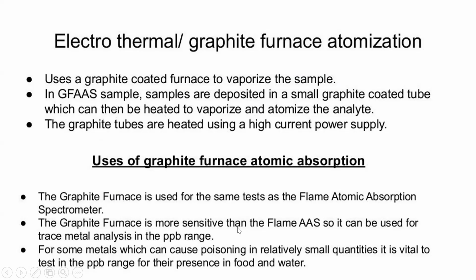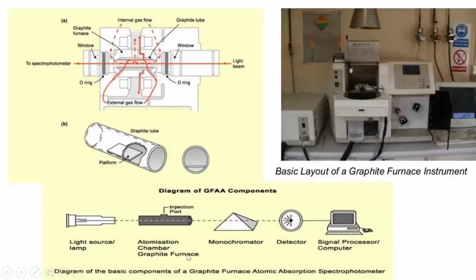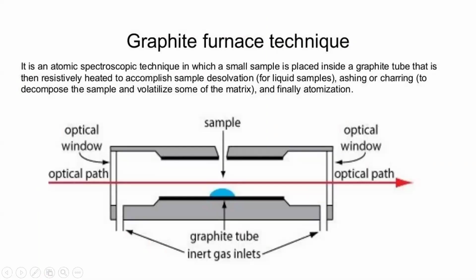It is more sensitive than the flame atomizer. It can be used for trace metal analysis in parts per billion range. Graphite furnace. This is the diagram of the atomic absorption spectrophotometer, in which atomizer is graphite furnace: source of light, atomizer, monochromator, and detector. Graphite furnace diagram.